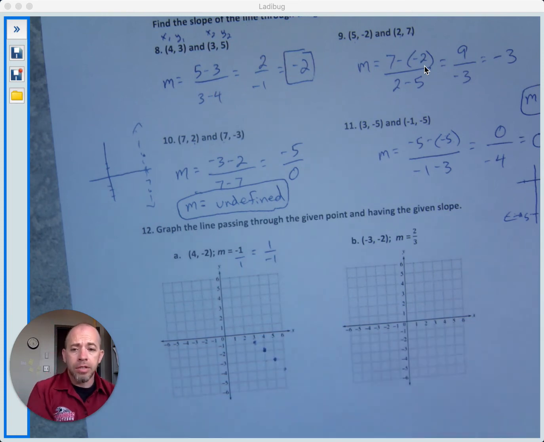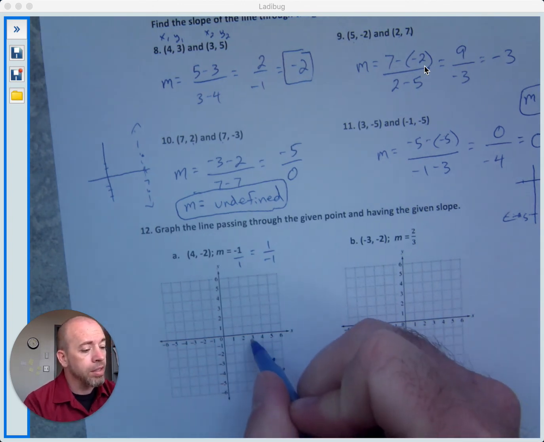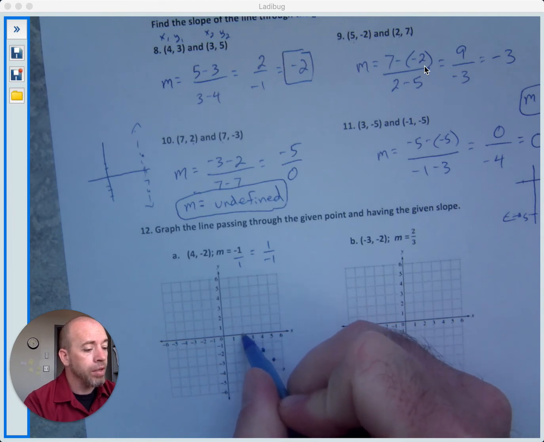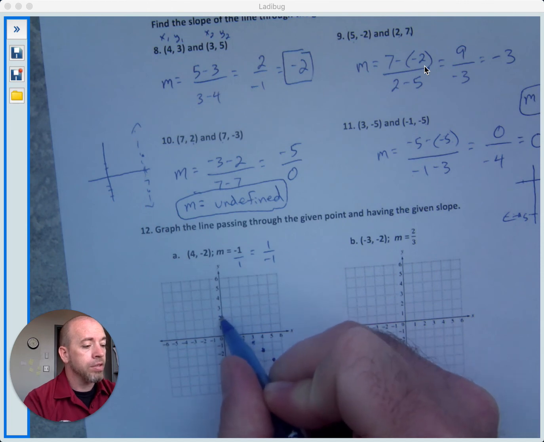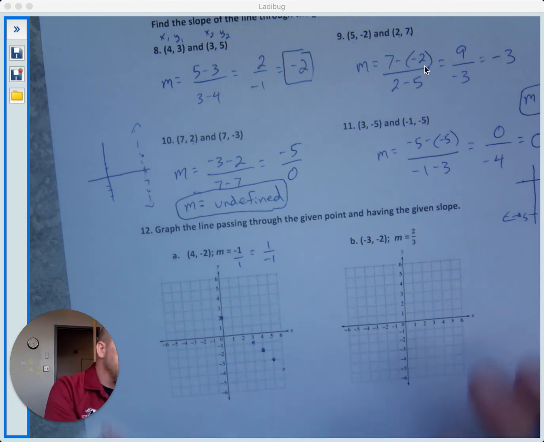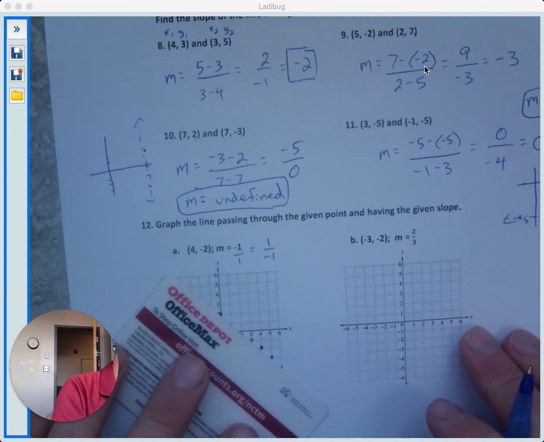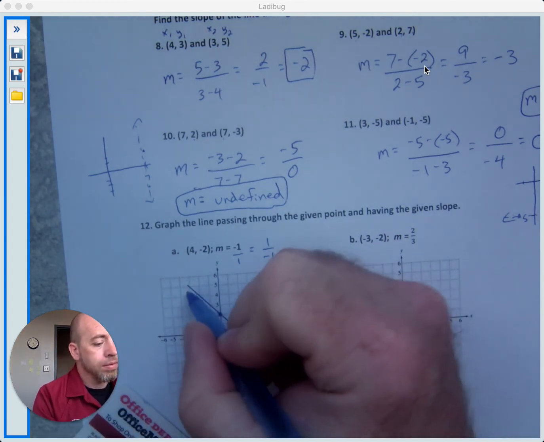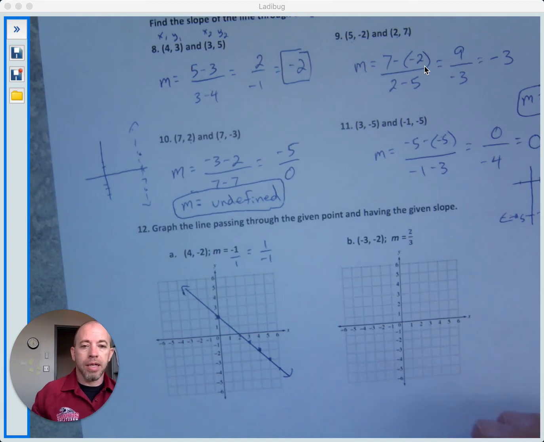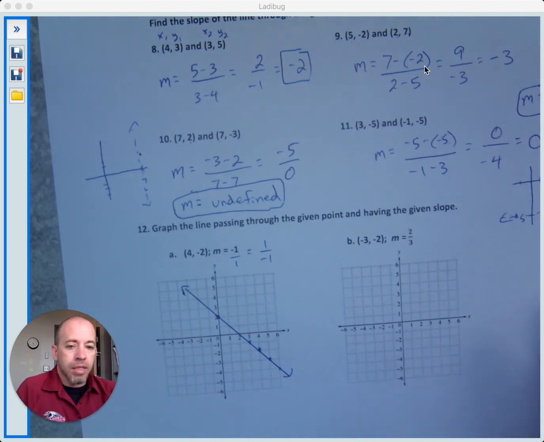Now you only really need 2 points. In my lab you probably only use 2 points, but you could get as many as you wanted also. I could continue to go up 1 and left 1, up 1 and left 1, up 1 and left 1. I could get as many points as I wanted to, really. But if I want to graph the line, then I just connect them. And there's my line.